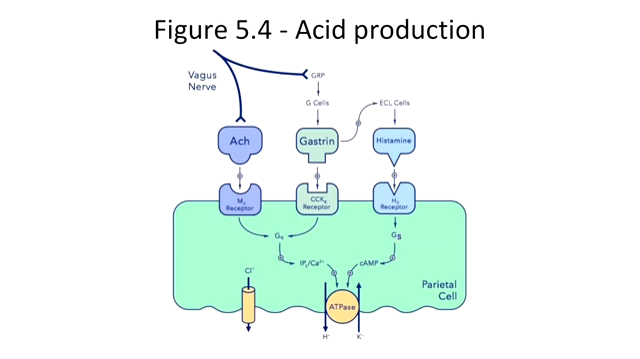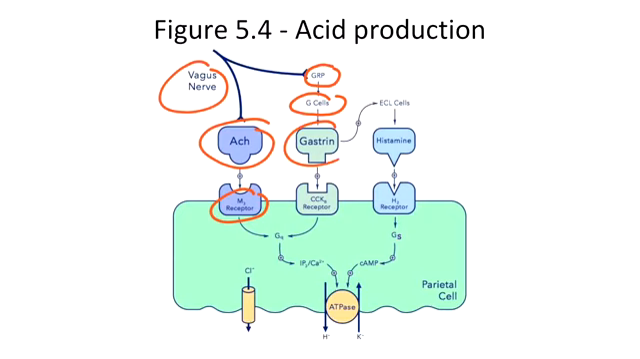This is figure 5.4 from your text, which shows how acid is produced from a molecular level. The cephalic phase is mediated by the vagus nerve and is triggered by the taste, sight, smell, and thought of food. When the vagus nerve is stimulated, it releases acetylcholine and gastrin releasing peptide, or GRP. Acetylcholine stimulates the M3 receptors on the parietal cells, and GRP stimulates G cells to secrete gastrin.